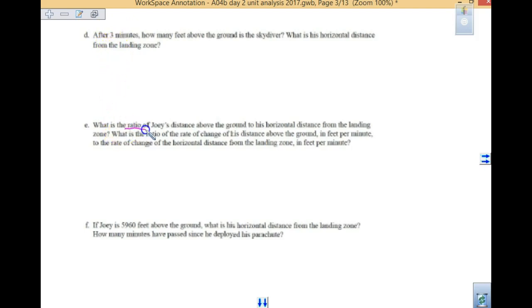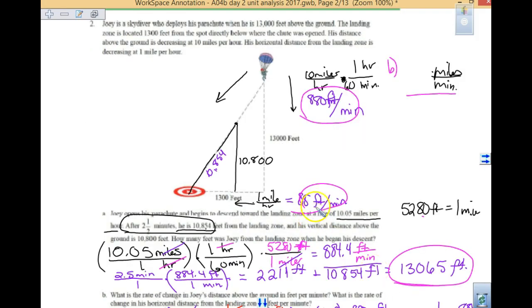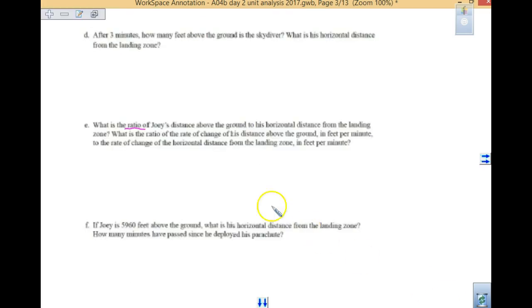Then you came up with a ratio. The ratio could have been from any of those different groups. It could have been back here using the miles per hour. It could have been using the feet per minute. It could have been using the distance here, 1,300 feet to 13,000. You could have used any of those to come up with your ratio, okay? So those of you that said, I just didn't do that, they just ask you to give that ratio.